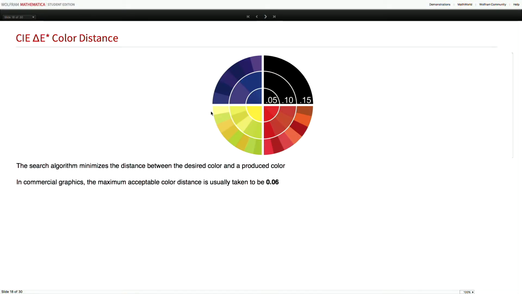We can also think about CIE delta E star color distance as a dartboard. So say you're trying to get red. If you land really close to the center, you're going to be at a color distance of about 0.05, which to my eye at least is pretty much indistinguishable from red. And as you get further and further away, the colors that will be allowed are going to be more and more different from red. As a threshold, in commercial graphics, they say that colors are similar enough to be perceived as identical if the color distance is less than or equal to 0.06. And so I use that as a metric for judging how good my results are.